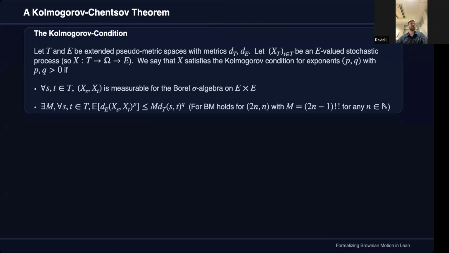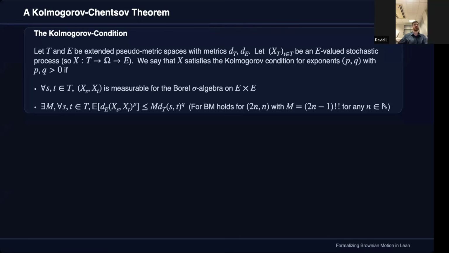The assumptions of the theorem are: we let T and E be extended pseudometric spaces with metrics d_T and d_E, and we let X_t be an E-valued stochastic process. As you can see, I've switched back to regular math, but in our previous language, we would say that X is from T to Omega to E. We say that X satisfies the Kolmogorov condition for exponents p, q with p, q greater than 0 if the following two conditions hold. For any s, t in T, we have that (X_s, X_t) is measurable for the Borel sigma algebra on E cross E. And it's easy to see that this holds in our Brownian motion case.